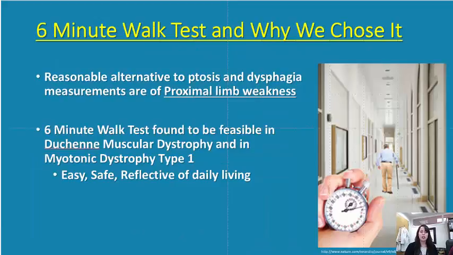Because of the challenges in outcome measures, we looked into measurements of proximal limb muscle weakness, as this is another symptom of OPMD. In the literature, we found that the 6-minute walk test is feasible in Duchenne muscular dystrophy and myotonic dystrophy type 1. We chose this test because it has been shown to be valid and reliable in these diseases, and it is one of the safest tests in the literature as it's easy to do, well tolerated by patients, and is most reflective of daily life compared to other tests according to the American Thoracic Society.